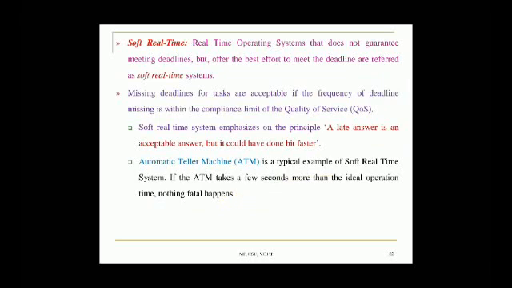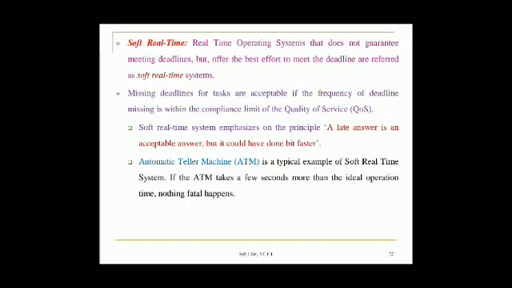In the case of soft real-time, the real-time operating system does not guarantee meeting a deadline but makes a best effort to meet the deadlines. These kinds of operating systems are called soft real-time systems. Here, missing deadlines for a task is acceptable if the frequency of missed deadlines is within the compliance limit of the quality of service. As long as the quality of service is not affected, the operating system is allowed to execute the task. Soft real-time systems emphasize the principle that a late answer is an acceptable answer, but it could have been done a bit faster.